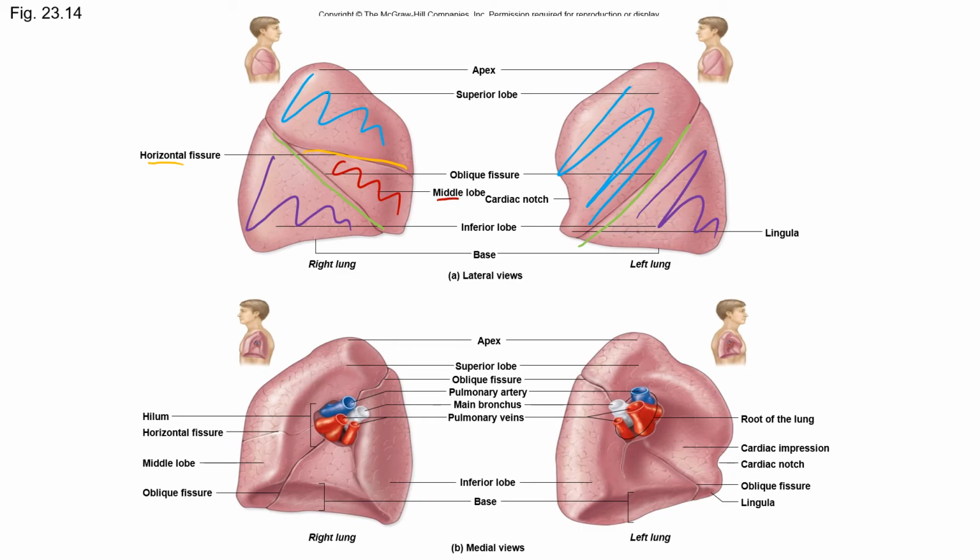If we look from the inside, from a middle view of the lung, we see 2 additional features. There is an area called the root of the lung, which is this collection of 2 pulmonary veins, 1 pulmonary artery, and 1 main bronchus. If you think of the lung as being a tree of bronchi, these 4 structures act as the root of that lung tree.